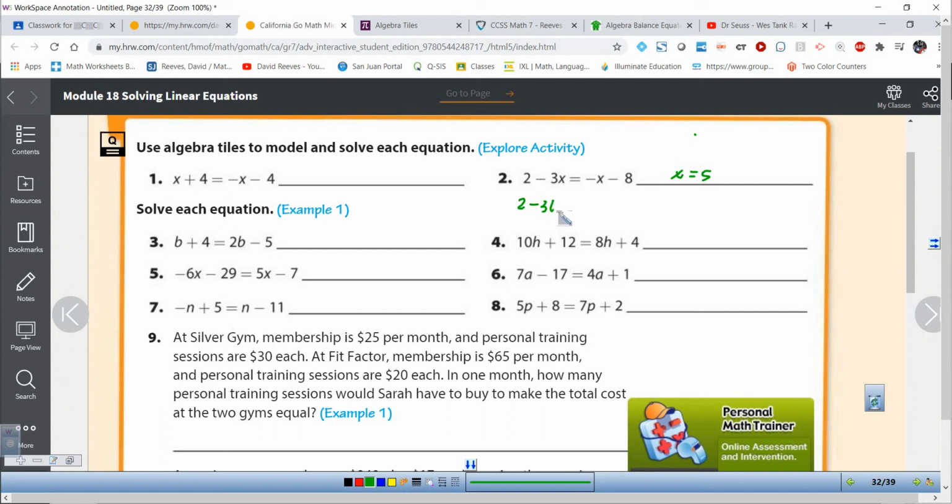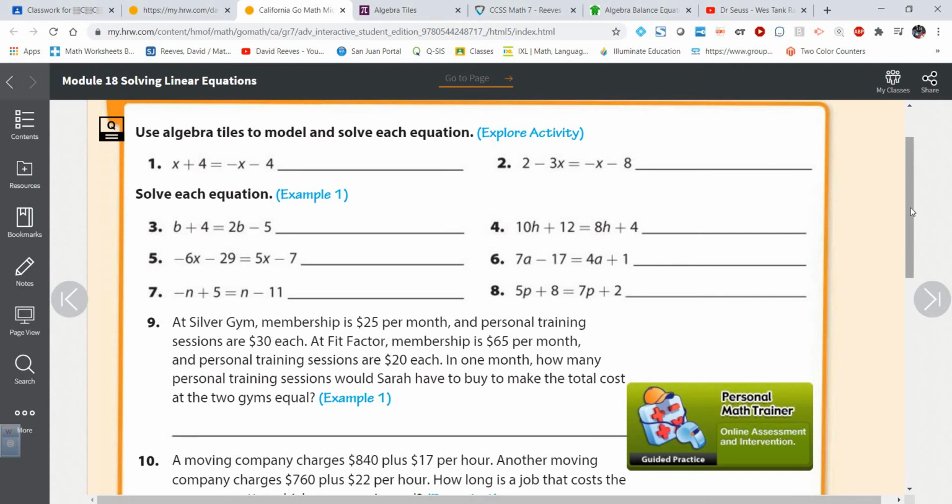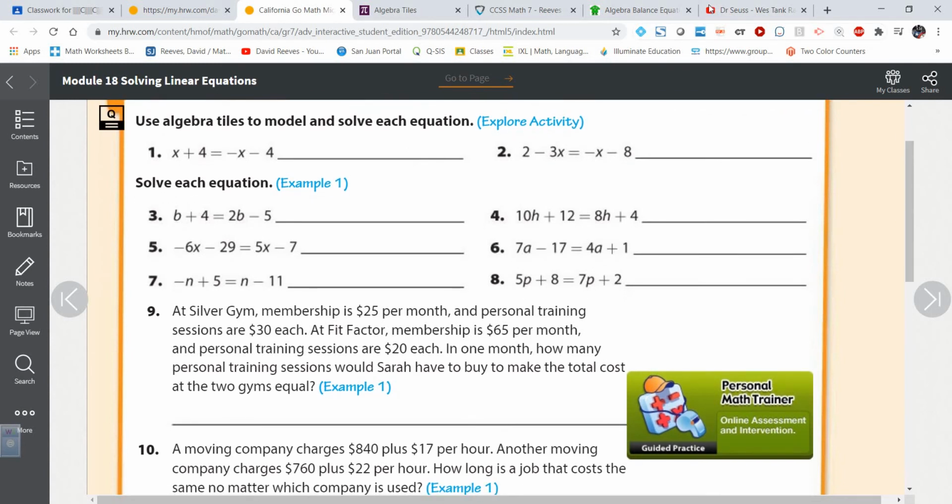2 minus 3 times 5 is equal to the opposite of 5 minus 8. All right, using order of operations, we're going to multiply first. So 2 minus 15 equals minus 5 minus 8 is minus 13. What's 2 minus 15? Negative 13 equals negative 13. It checks. That means that my solution is correct. Yay! Okay. All right, so let's do a few more of these ones here.